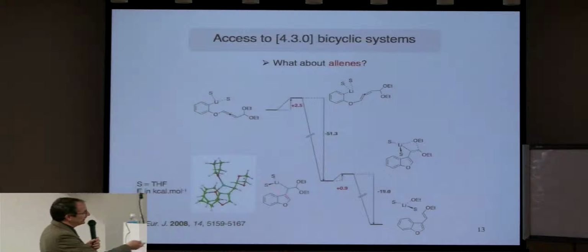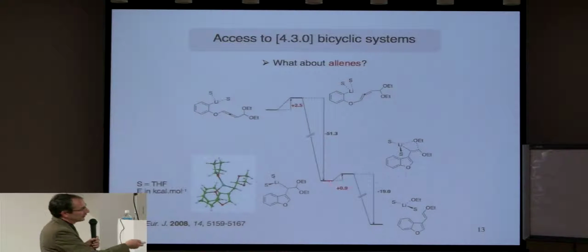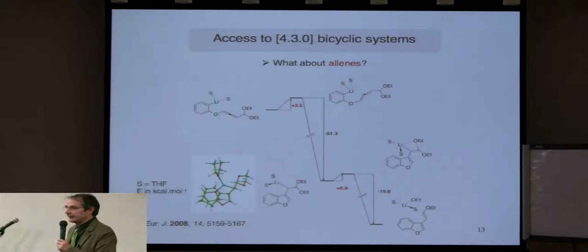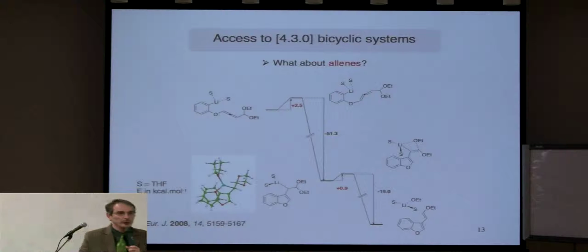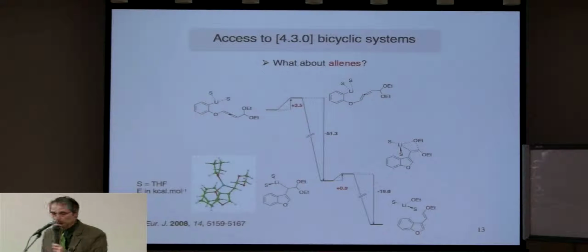And then you obtain this intermediate that is ready for beta elimination, a very simple beta elimination, since this carbon is sp3, only less than 1 kilocalorie per mole, and you obtain the expected compound. So it explains that with allenes, everything goes well, not only the cyclization, but also beta elimination. So this reaction becomes very favorable with allenes.